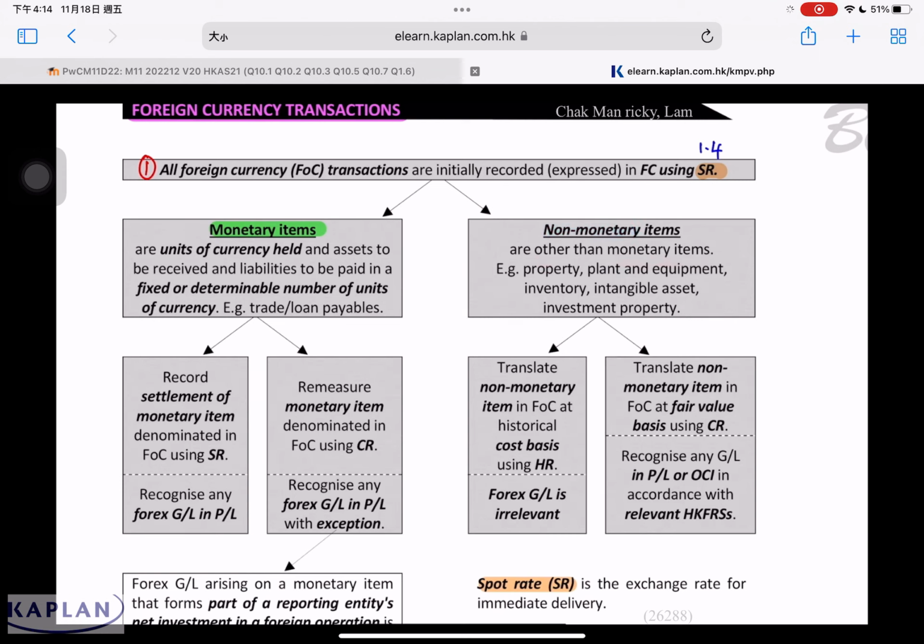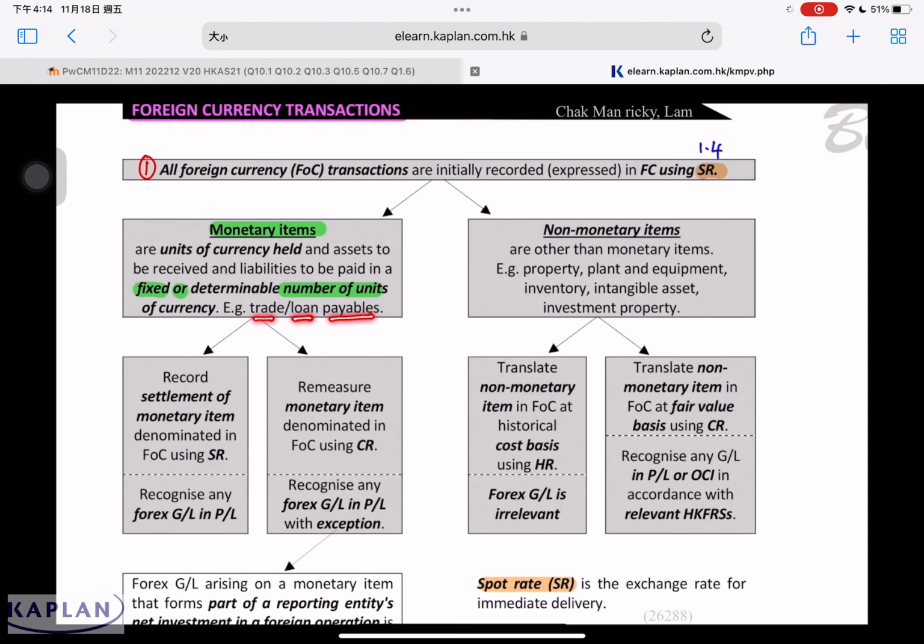Monetary item, take for example, a unit of currency held. For example, cash. Cash is considered a unit of currency held. Assets to be received, liability to be paid. Essentially, the number of units of currency is fixed or can be determined. If so, we call this a monetary item. Examples will be trade or loan payable. Take for example, a foreign currency loan of $50 million. We are going to pay the $50 million and interest. This item is considered a monetary item.